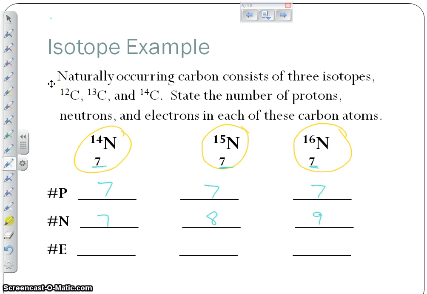And hopefully, as you remember from last lecture, the number of electrons, given that we have a neutral atom, and you're supposed to assume it's neutral, especially because I haven't given you a charge anywhere, the electrons are just going to equal your protons. So we should go through and we should have our electrons be 7, 7, and 7.